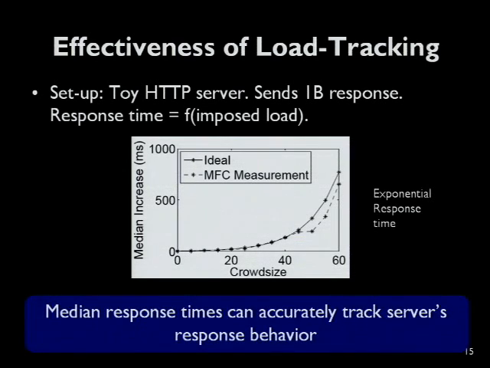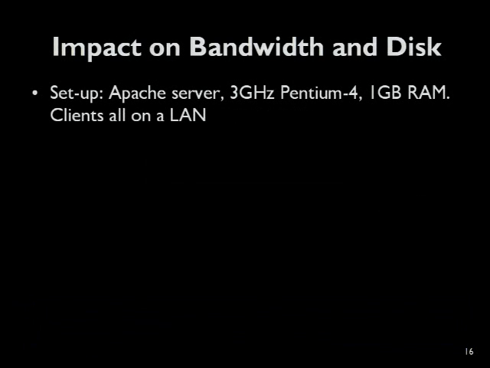Okay? So again, we did a bunch of experiments. This is just a snapshot, but it seems like this approach of waiting for about 50% of the clients to show a certain degradation seems to be fairly effective at tracking the server's behavior. So that's kind of obvious to some extent.